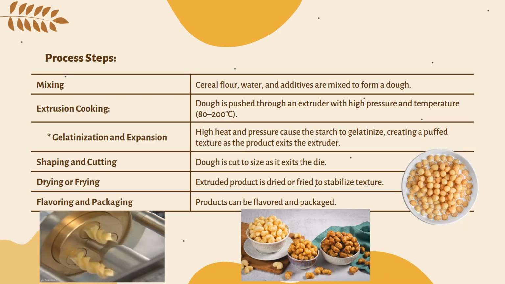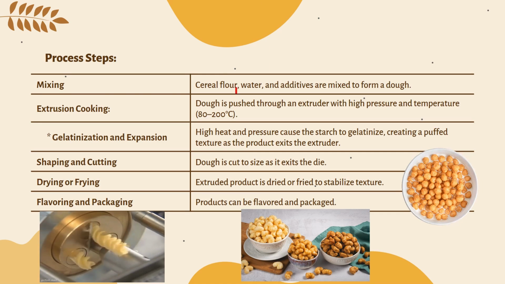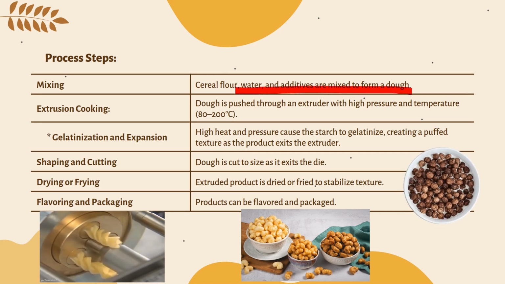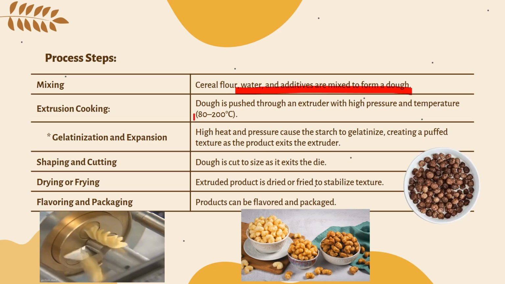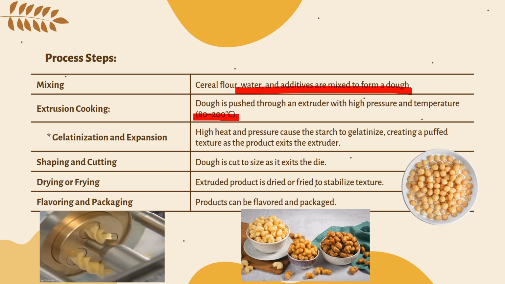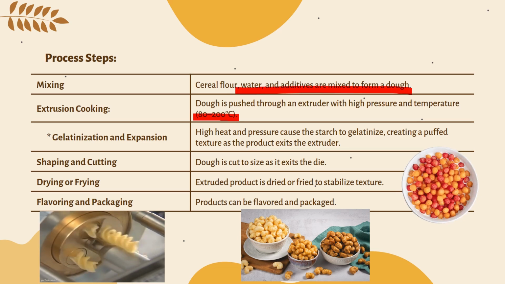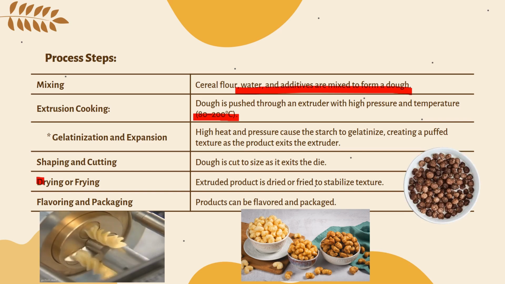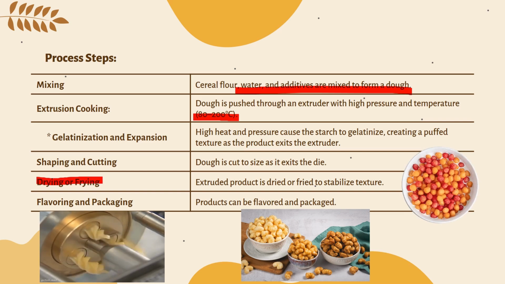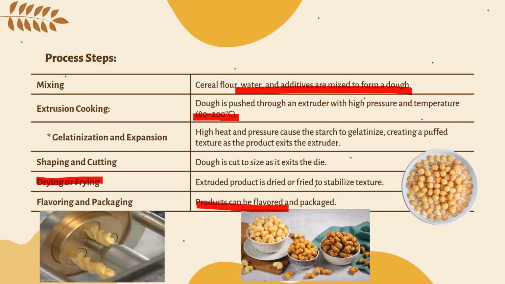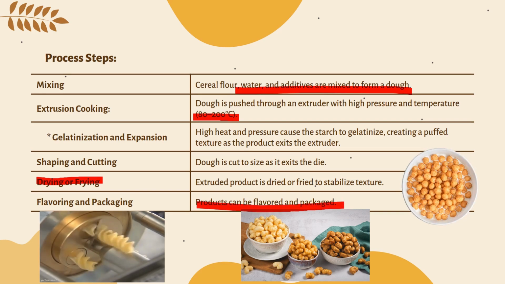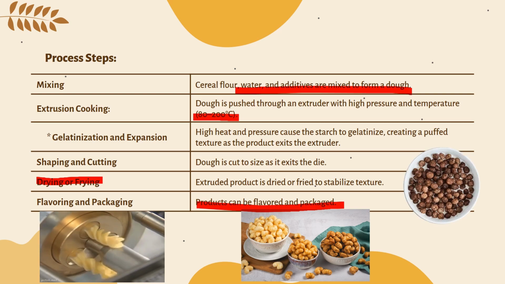Processing steps include mixing of cereal flour, water and additives to form a dough. After this, the dough is pushed through an extruder with high pressure and temperature, typically 80 to 200 degrees Celsius. Then the gelatinization and expansion process takes place. After this, the dough is cut to size as it exits the die. Then we do drying or frying. Extruded product is dried or fried to stabilize the texture. Then the products can be flavored and packed. So this is the processing of extruded products.